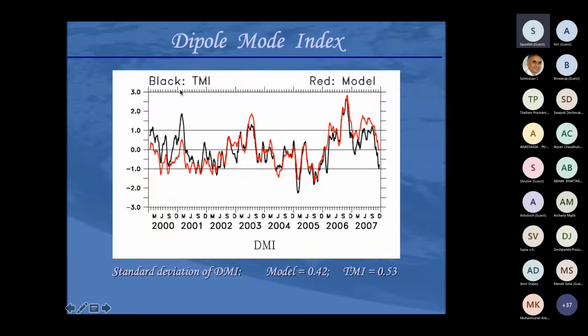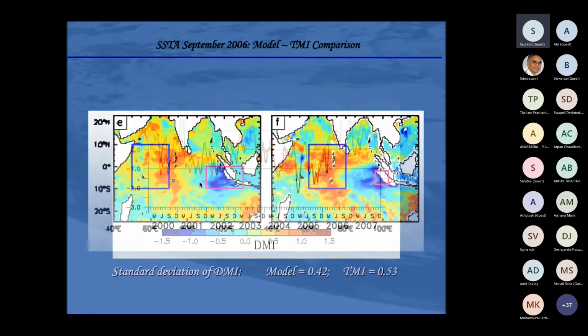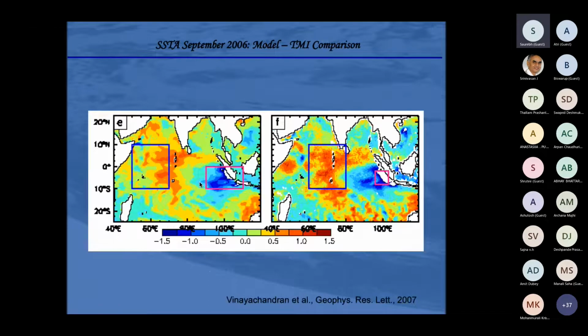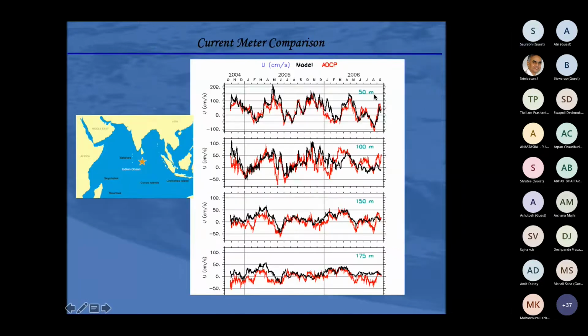And then in the black is the TMI, the observed dipole mode index, and the red is the simulated dipole mode index for the period of 2000 to 2007. Even here, you can see that this climate phenomenon, measured in terms of the index, is reproduced by the model with a very high quality. Okay, what is this here? Yeah, this is the sea surface temperature anomalies.